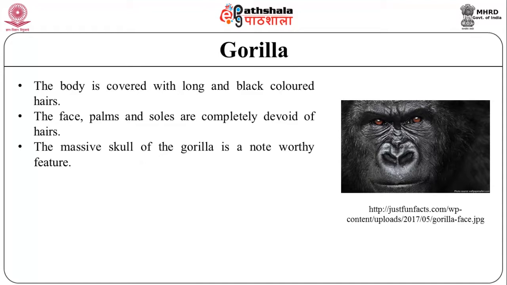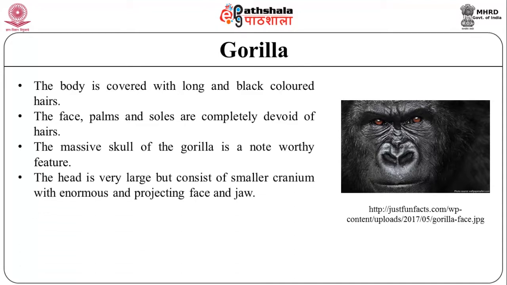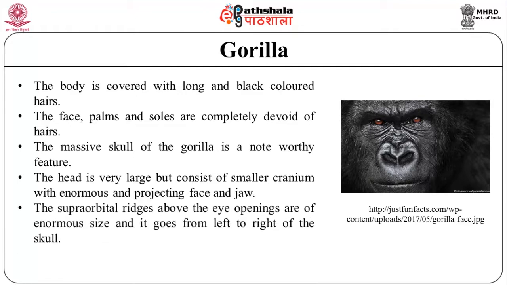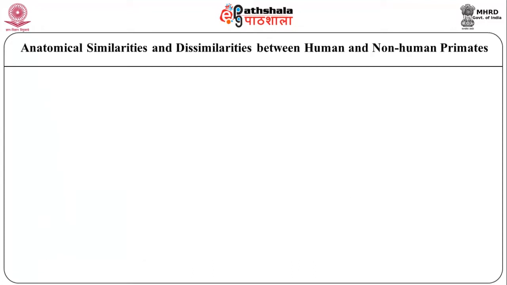The massive skull of the gorilla is a noteworthy feature. The head is very large but consists of a smaller cranium with an enormous and projecting face and jaw. The supraorbital ridges above the eye openings are of enormous size and go from left to right of the skull. It is continuous to form a torus.